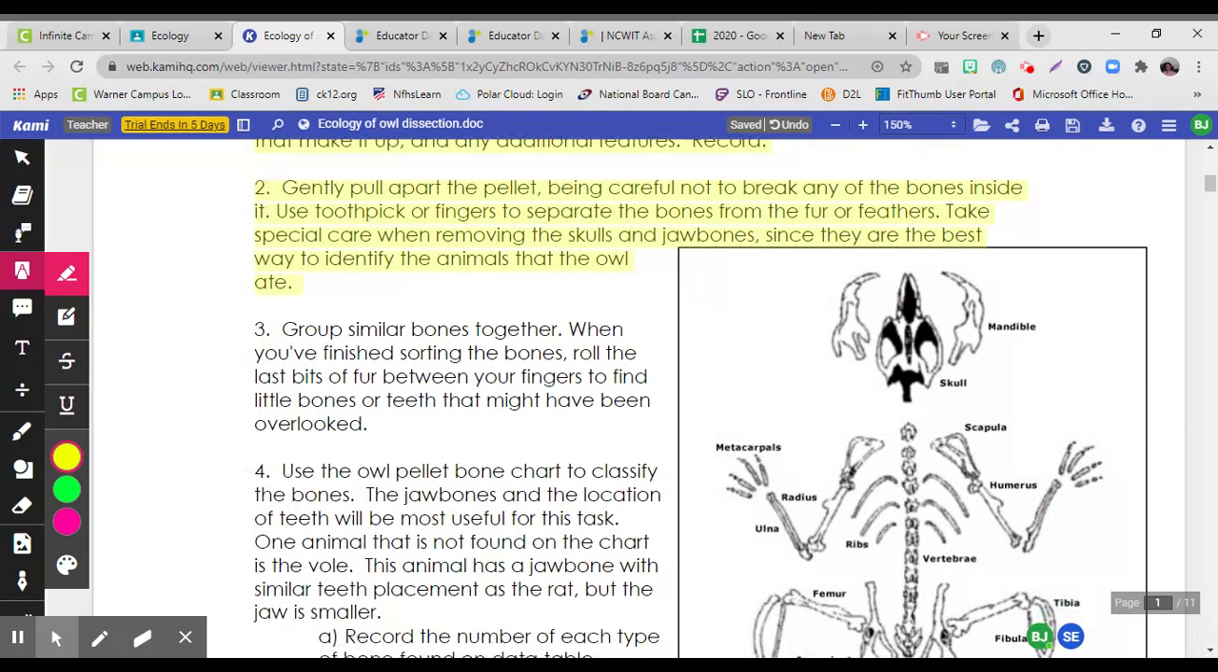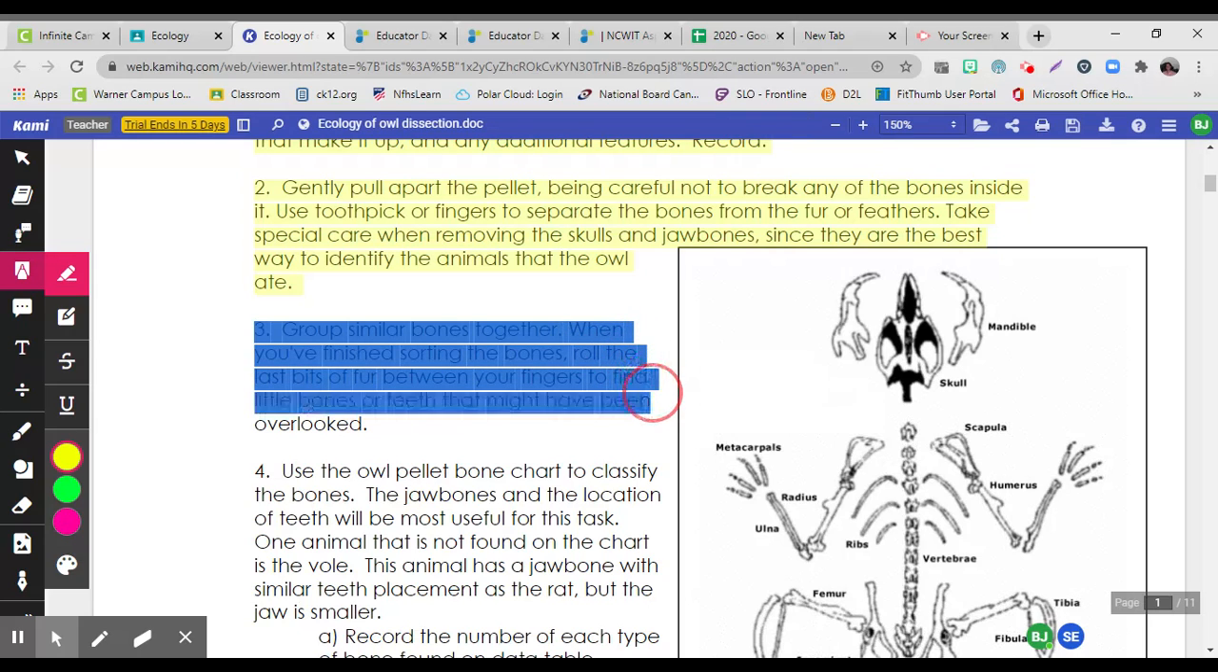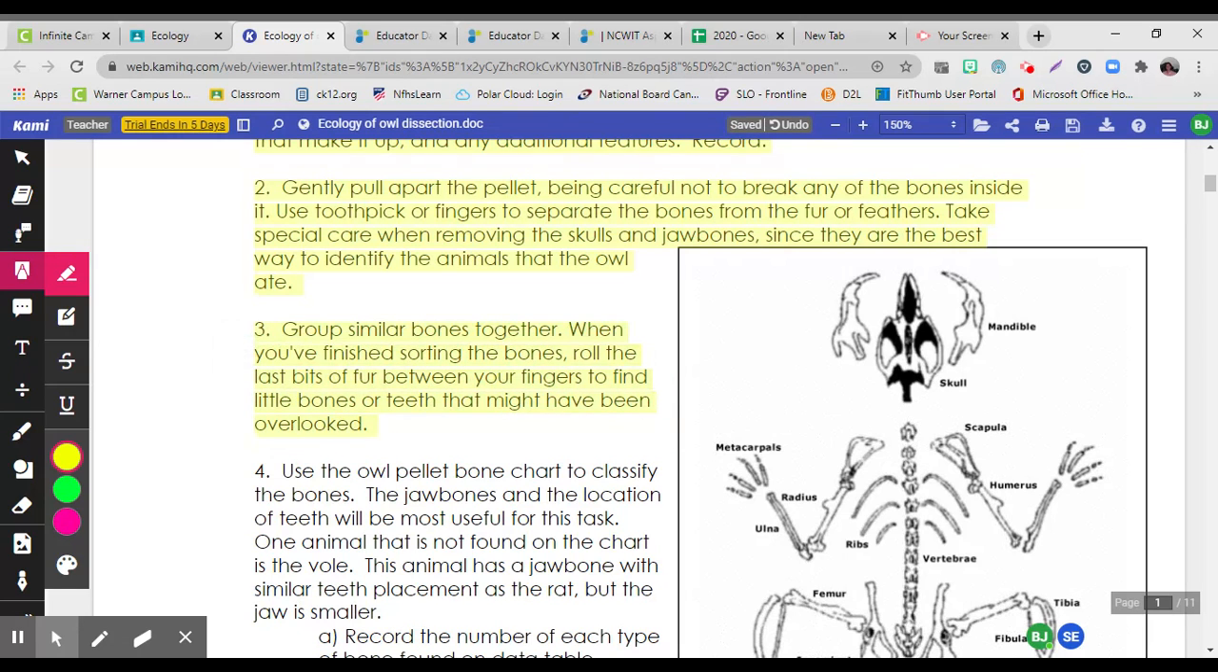Step 3. Group the similar bones together. Then, when you finish sorting the bones, roll the last bits of fur between your fingers to find any little bones or teeth that might have been overlooked.